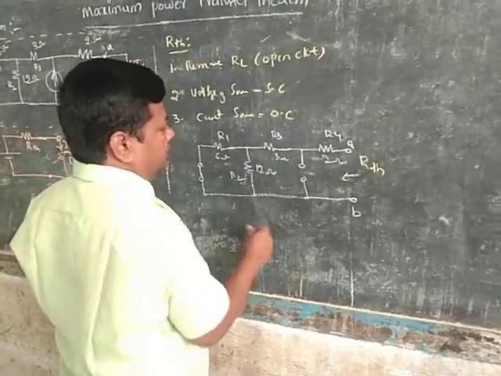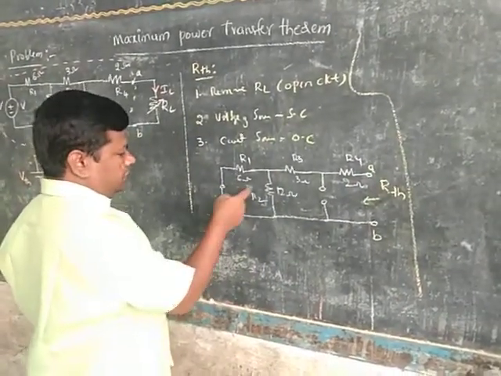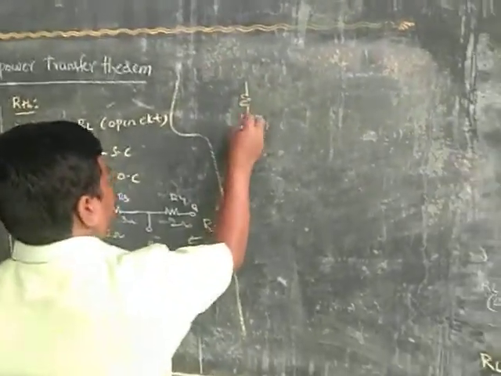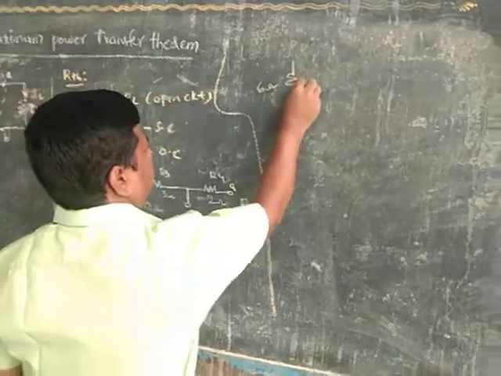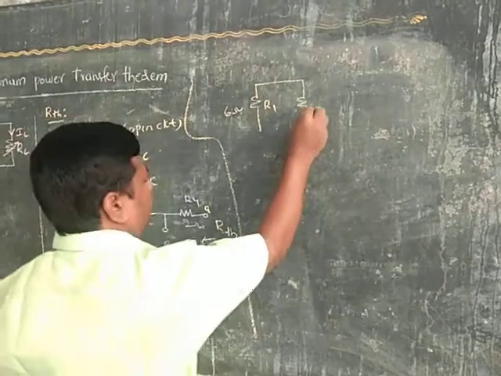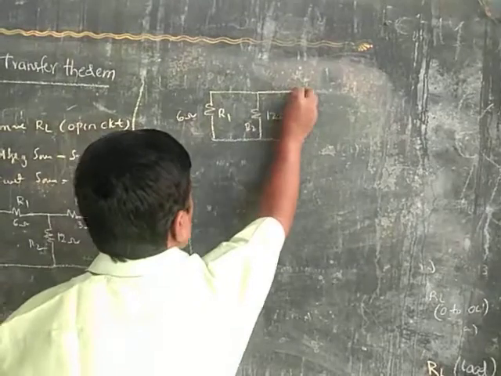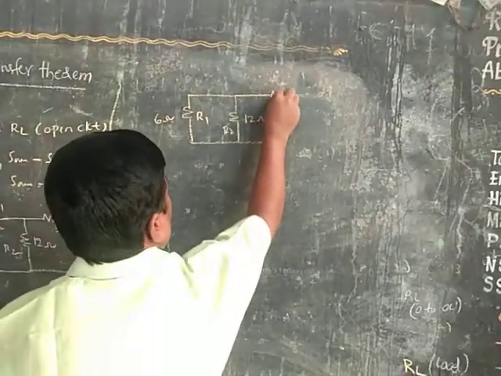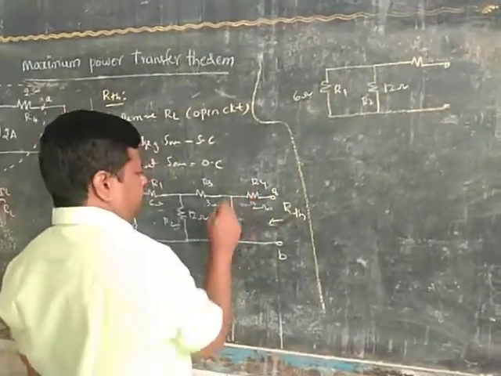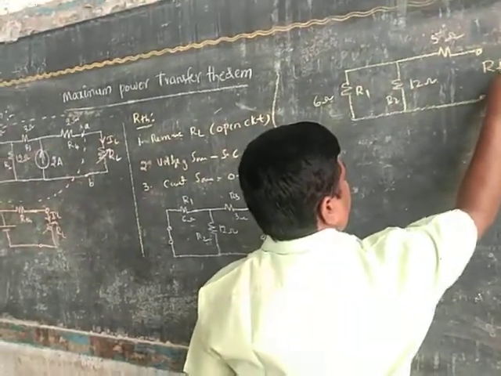Now these two are in series. Now the equivalent, again here this is short circuit, these two are in parallel. The equivalent circuit is 6 ohm R1, these two are parallel, 12 ohm R2, and again these two are in series, R3 plus R4, 5 ohm. This is R Thevenin.